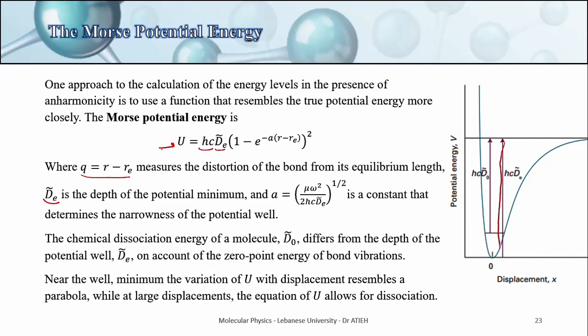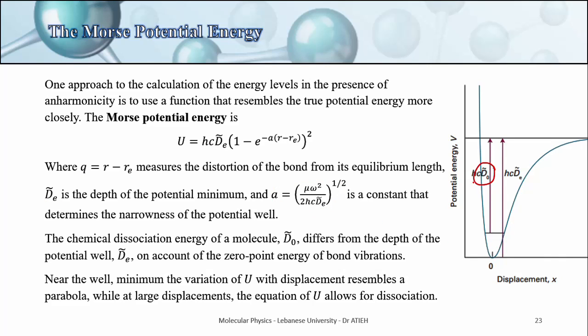As you can see, it's the wave number. hc d bar E is simply the energy. So d bar E alone is the wave number in centimeter minus 1 or in meter minus 1. A is a constant. It's equal to the square root of mu omega squared over 2hc d bar E. d bar E is the depth of the well. This constant A determines the narrowness of the potential well. So it determines how narrow it is from down.